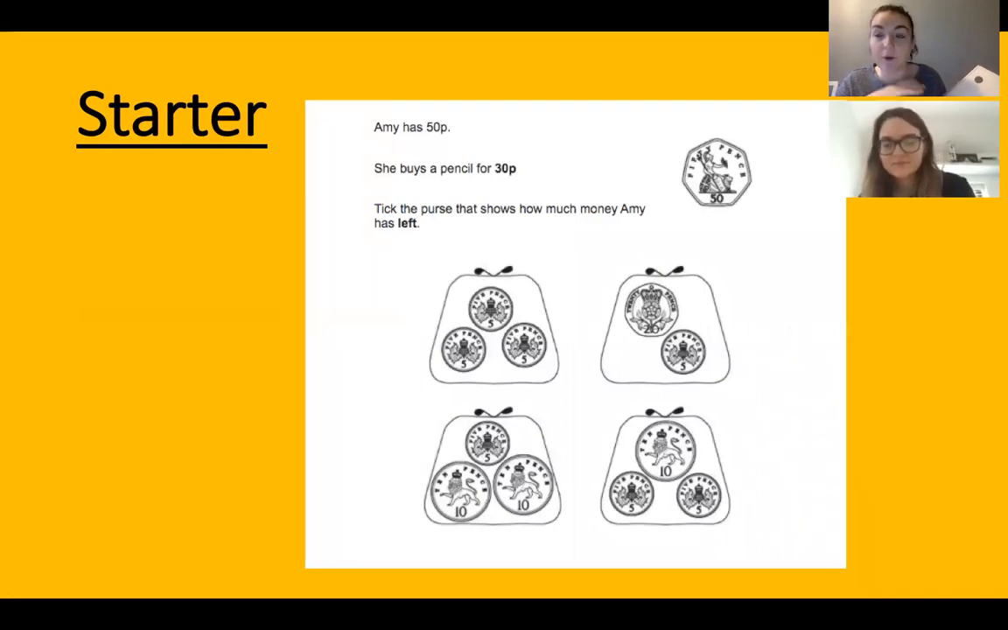We have a problem that we want you to have a go and work out. It is a little bit tricky, but I know that you're all superstars at money now, so have a go. So Amy has 50p. She buys a pencil for 30p. And then it says tick the purse that shows how much money Amy has left. Now, obviously, you don't have this worksheet at home, so you can't tick it. But what you can do is you can quickly draw the purse. Miss Fenn's going to show you how to draw it. You can just draw the purse and draw the coins of how much Amy has left inside the purse.